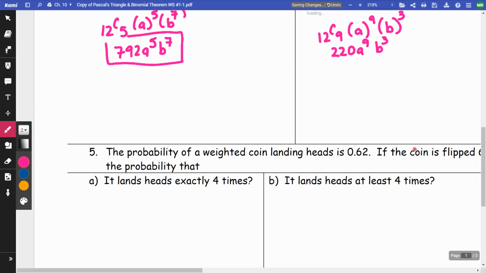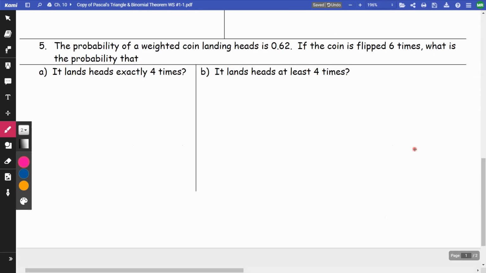On number 5, the probability of a weighted coin, so this is not a fair coin, is 0.62. If the coin is flipped 6 times, what is the probability that exactly 4 times you're going to get heads? The probability of heads is 0.62. So the probability of tails, which is basically not heads, is the rest of that, which is going to be 0.38, because together they have to add to a whole.